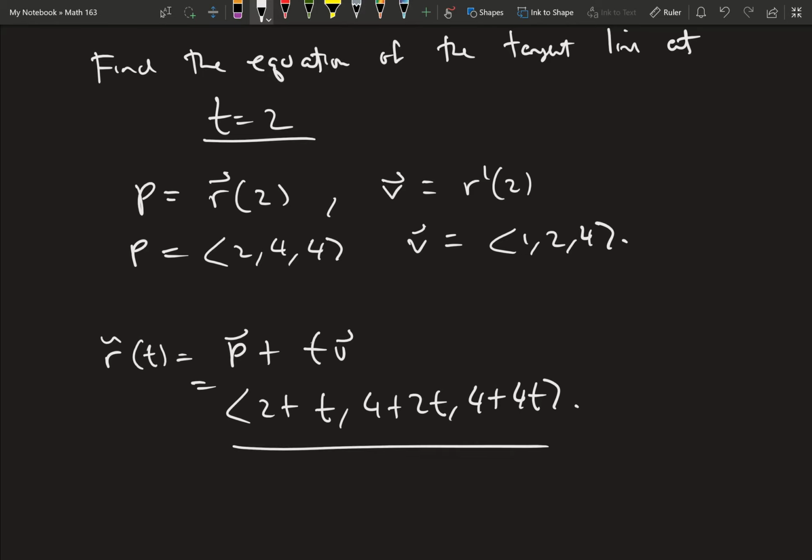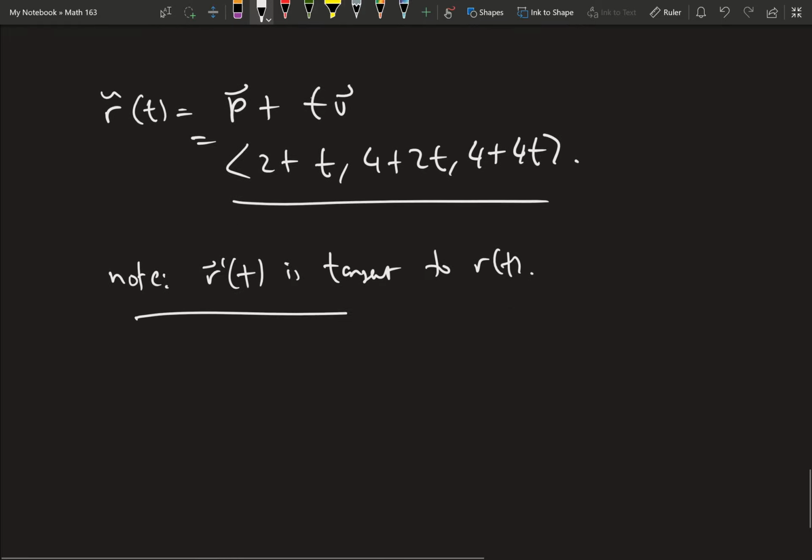Okay, so that's some stuff on taking derivatives, and the key point here is, one is how do you get the equation of a tangent line, and we also want to note that r prime of t is tangent to r of t for all t. Okay, those are the two takeaways.